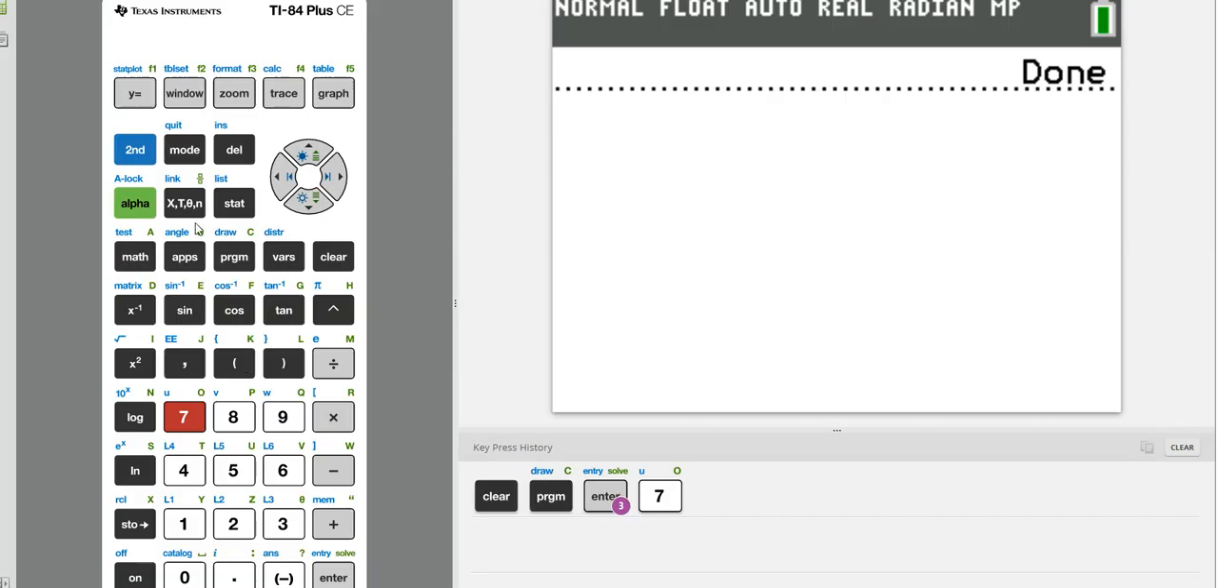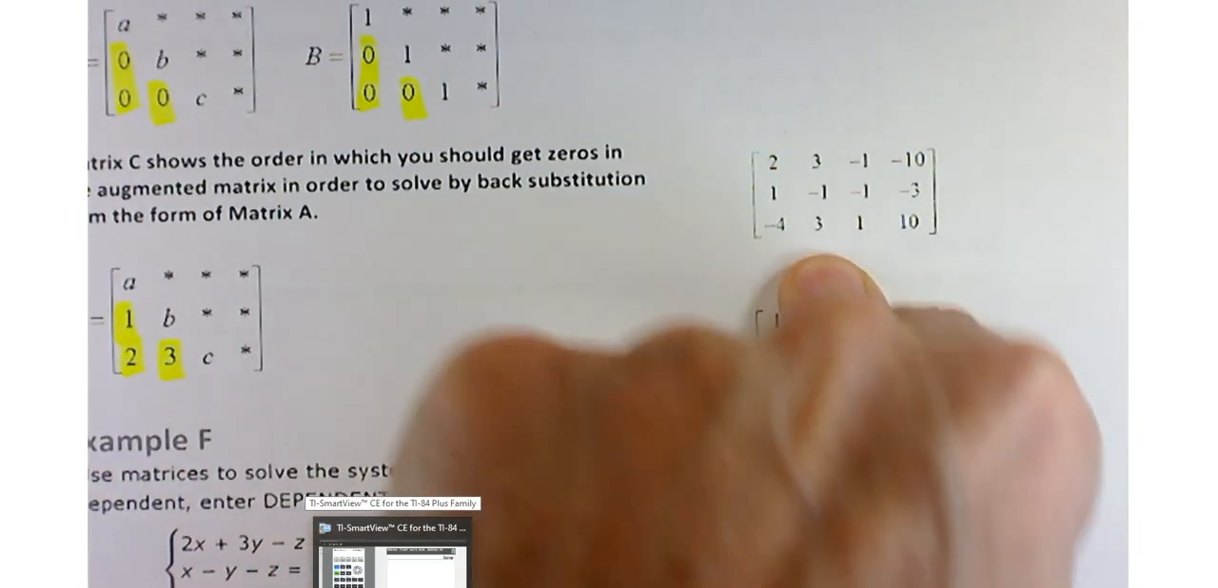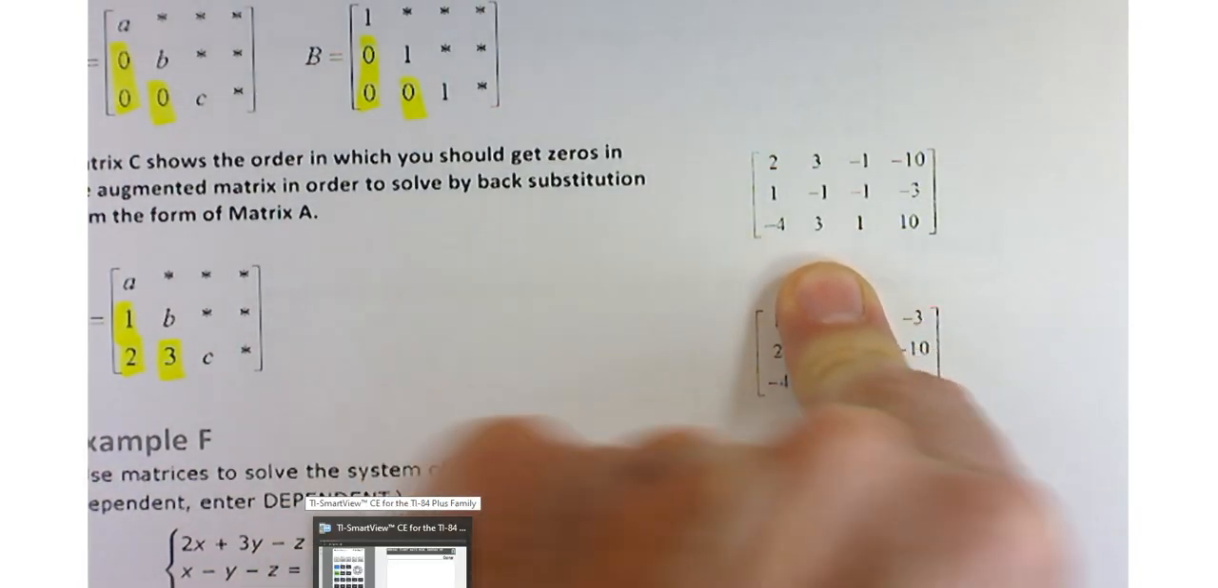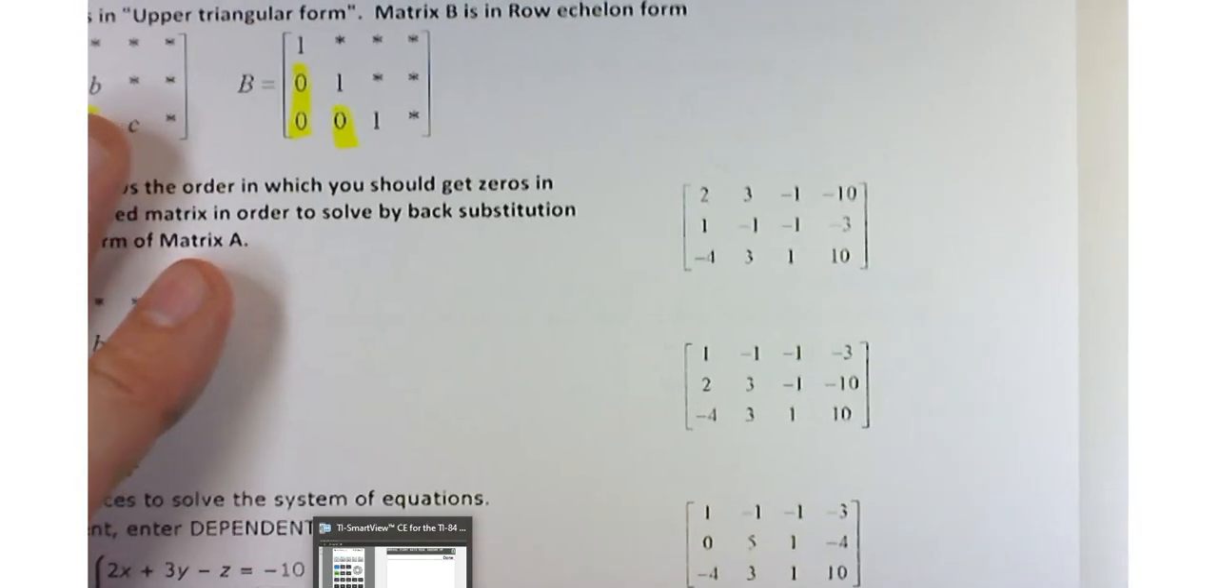Now, we need to put the matrix into our calculator. So what are the dimensions of this matrix? Silas, let me pick on you. 3 by 4, good. It's going to be a 3 by 4 matrix.